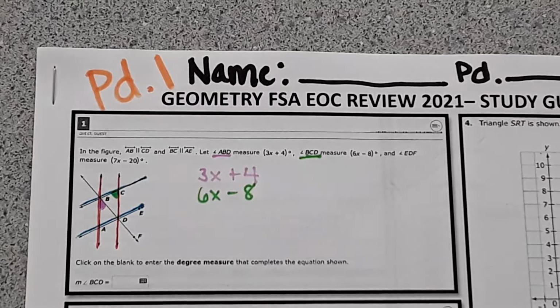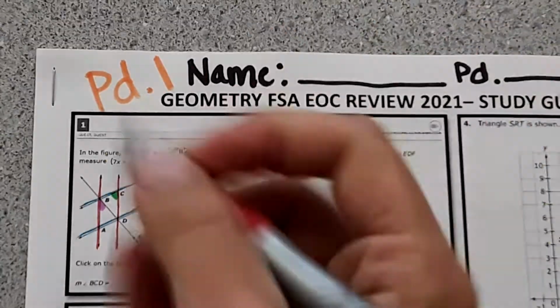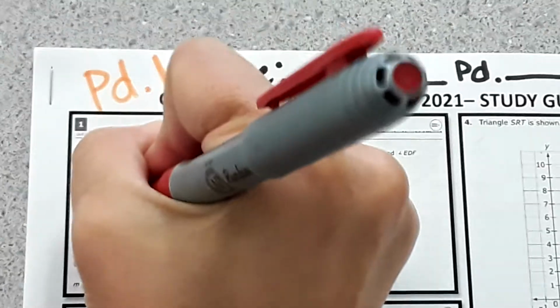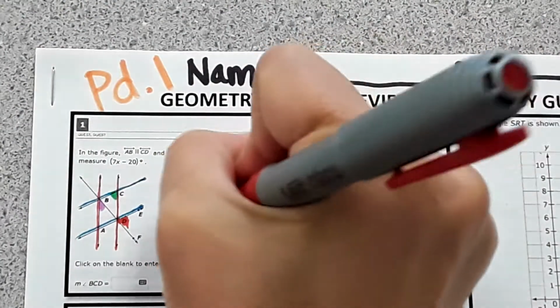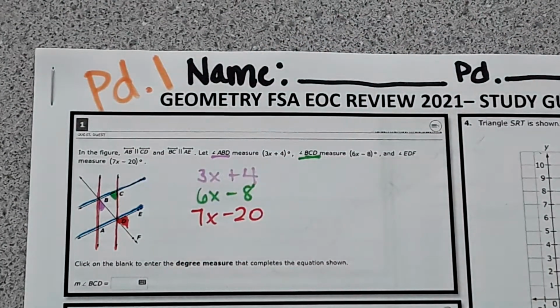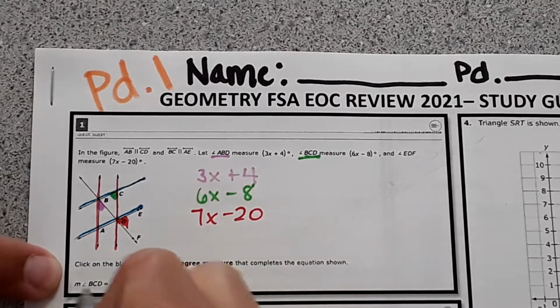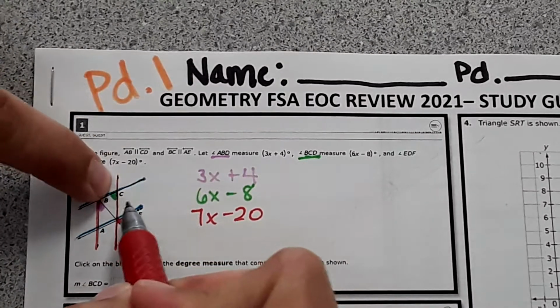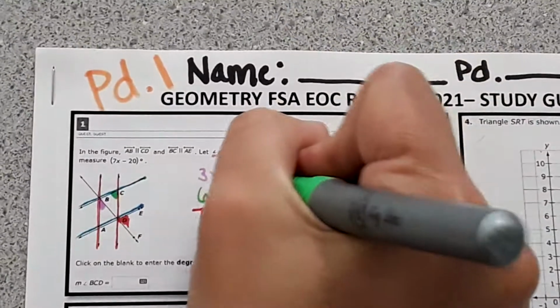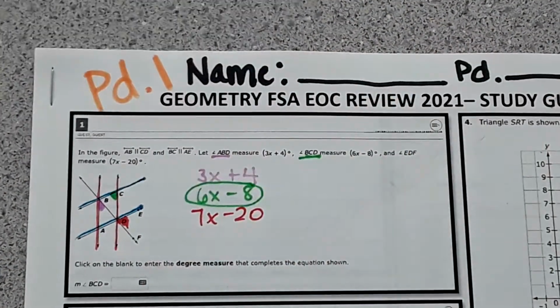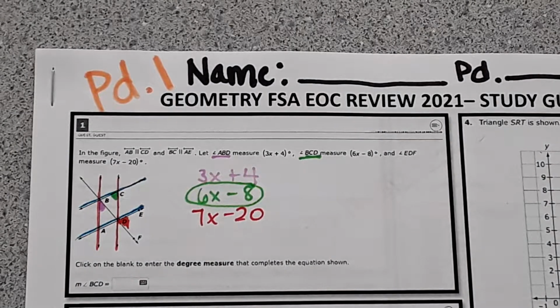And next, let me grab another color. It says that EDF, this angle right here, is 7x minus 20. Now you have to figure out which ones are equal or supplementary, so that way you can figure out what x is. What it's actually asking for is the measure of BCD, so this green one here. This is what we're actually going to be solving for when we get there, so we can keep that in mind. Okay, so what do we have here?